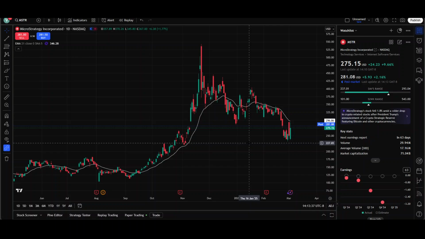So my goal for today is to show you guys what the market participants are doing and where they're trying to take price to next.